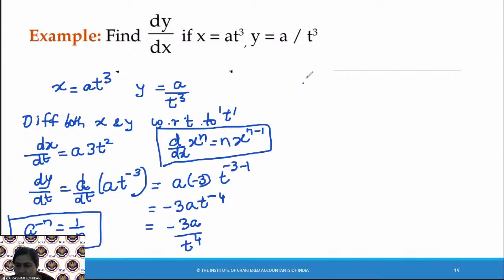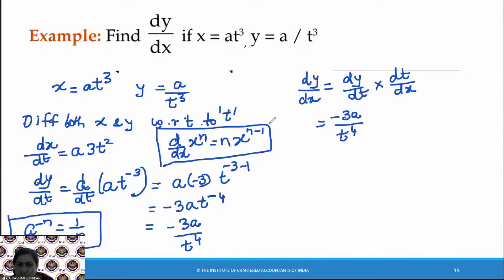Now what does the parametric equation say? That dy by dx is equal to dy by dt into dt by dx. Okay. Now how much is dy by dt? Minus 3a upon t raised to 4. Now what is dt by dx? I know that dx by dt is 3a t square. So here I will write it as 1 upon 3a t square.